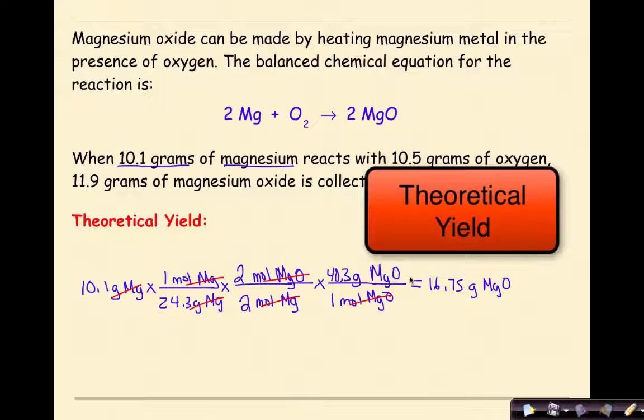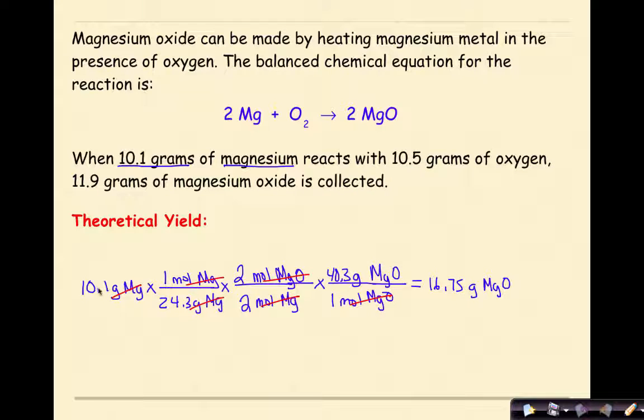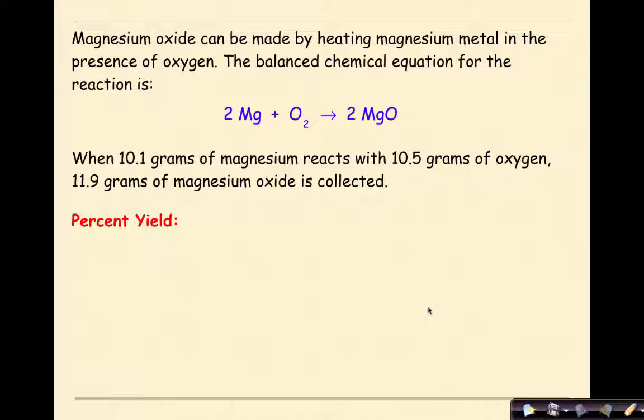Now remember, this is my theoretical yield. In a perfect world, if all of my limiting reagent, which is magnesium, is consumed, this is the maximum amount of MgO that should be produced, which leads us finally to percent yield. That is the final thing that they want from this problem. So percent yield is actual over theoretical times 100. Our actual here is 11.9 grams of magnesium oxide. That is what they told us was produced during this reaction.